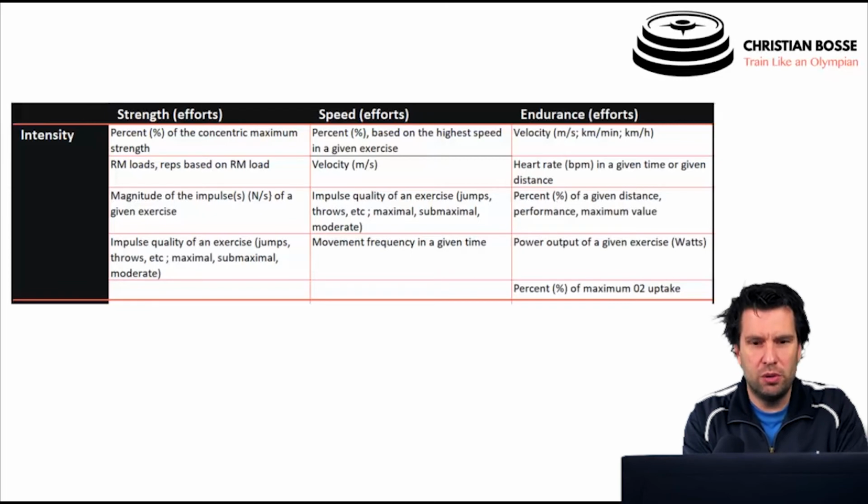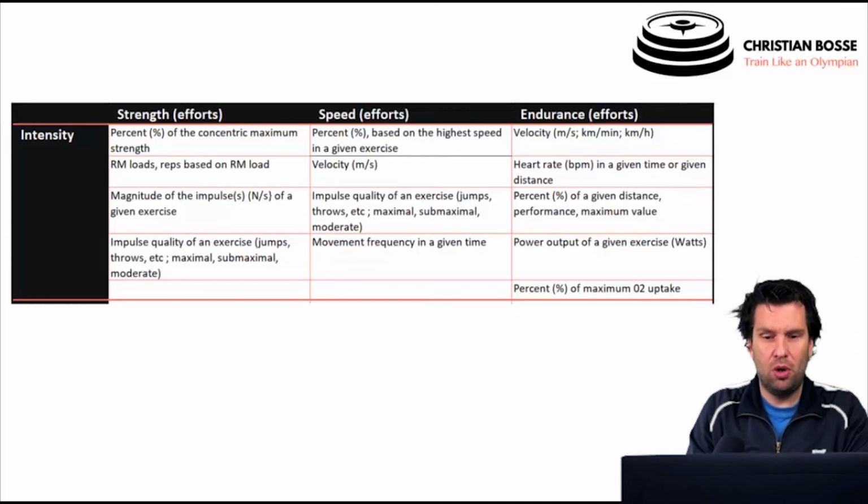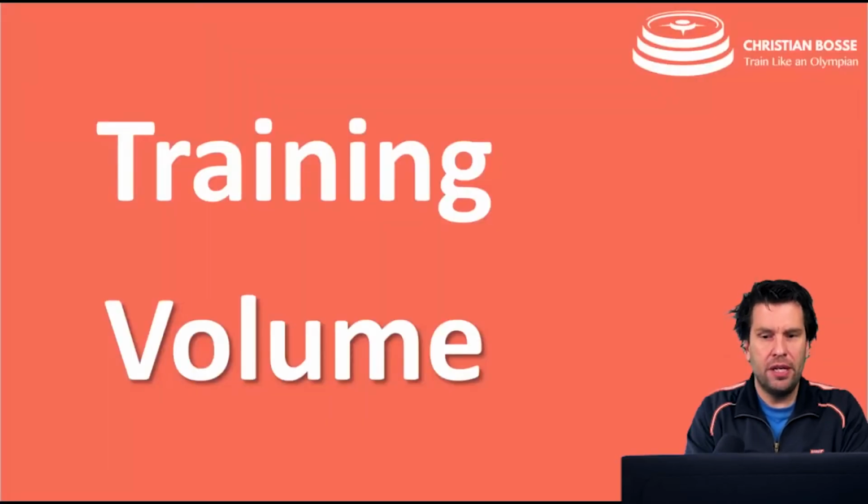Intensity when it comes to endurance. Velocity, meters per second, kilometers per minute, or kilometers per hour. Heart rate, beats per minute in a given exercise or given distance or time. Then we have the percentage of given maximum performance. And then also we can look at power output or percent of the maximum O2 uptake. Training volume.